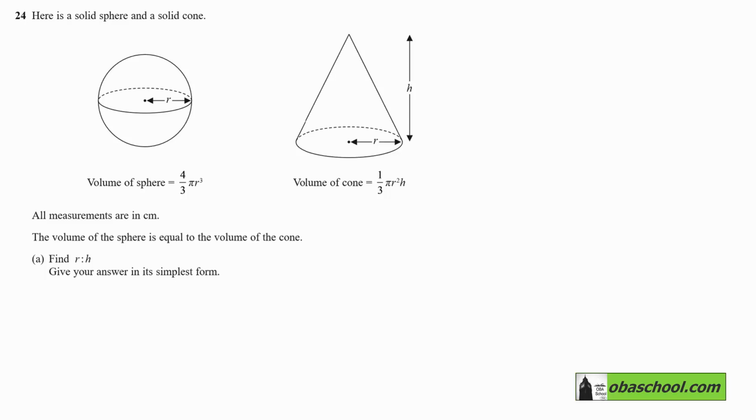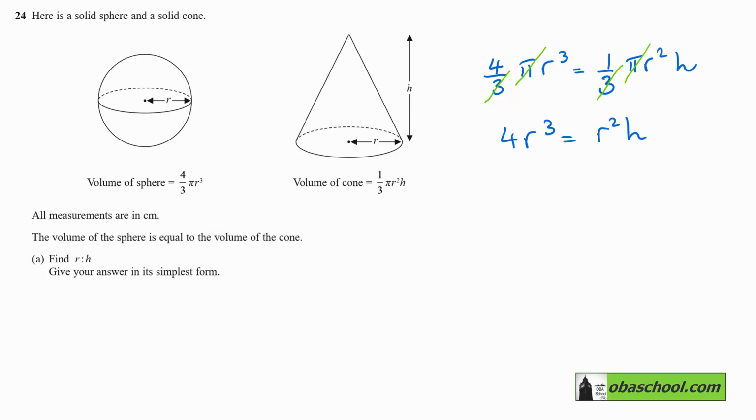So if these volumes are equal and we're given the formulas, that means that 4/3 pi r cubed is equal to 1/3 pi r squared h. Now we can cancel a pi from each side. Also, multiplying both sides by 3 would remove the 3 from the bottom of the fractions. So let's look at where we are now. 4r cubed is equal to r squared h.